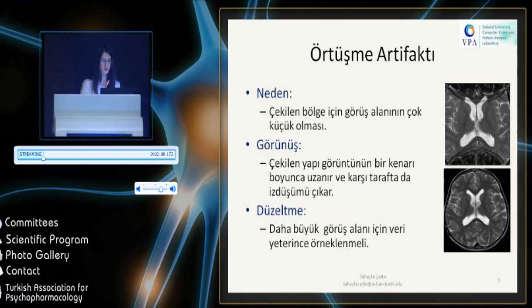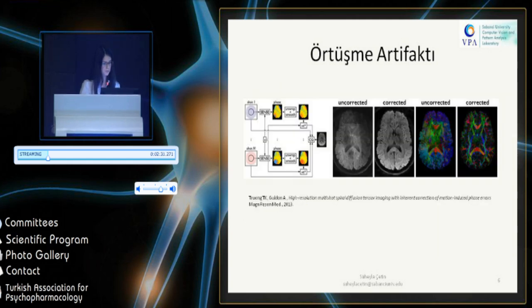As for convergence artifact, the reason is the small area of the imaging site, and its appearance is as follows. There's a reflection on the opposite side of the site. In order to correct this, we need a wider view and we need more sampling.